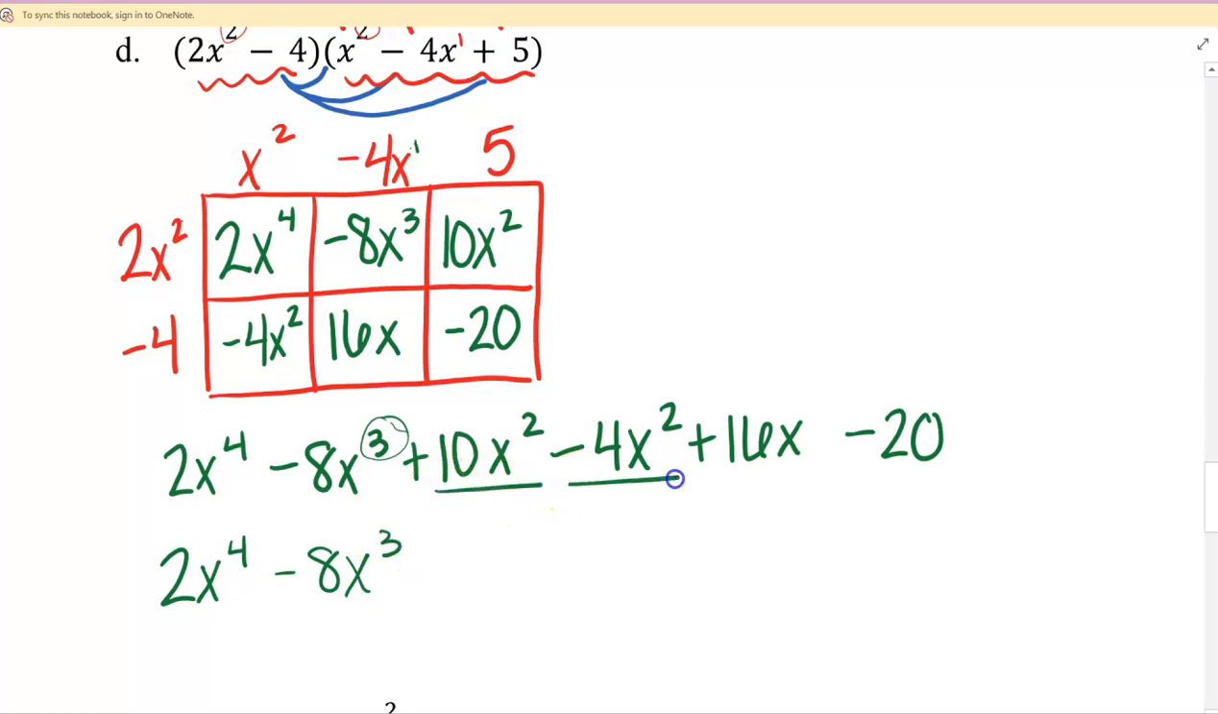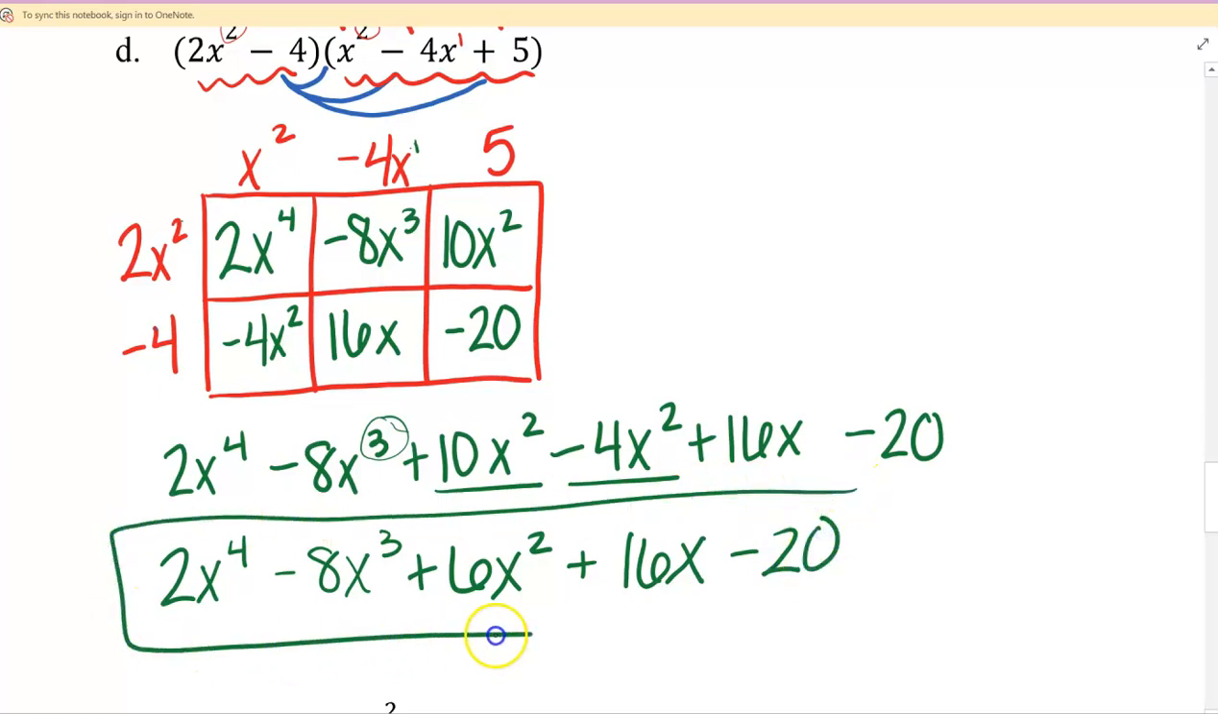The squares, we do have 2 of those. So 10x squared minus 4x squared. 10 minus 4 is 6x squared. 16x doesn't have anything to combine with, and minus 20. So those ones are just going to stay, and that would be your final answer. Okay, so it's a little bit quick, but multiply the numbers out front, add the exponents. All right.